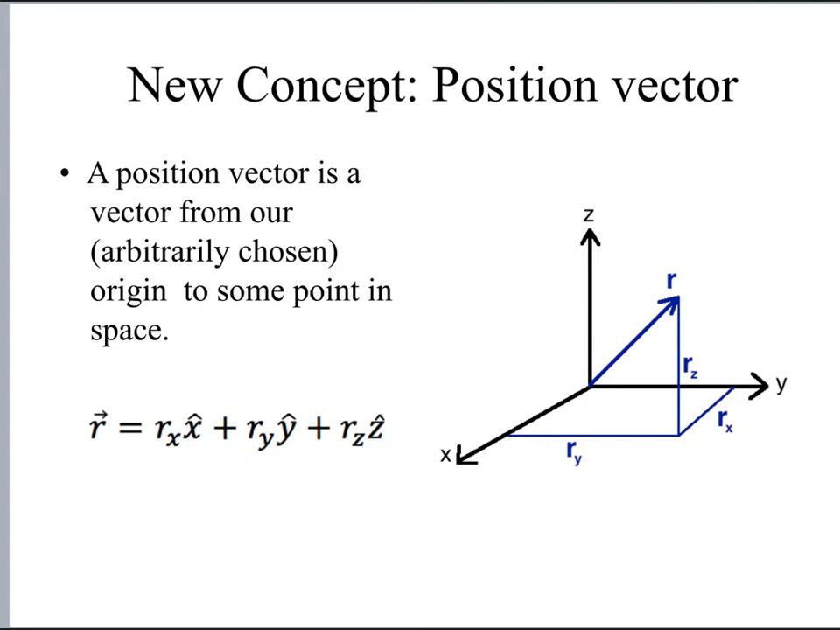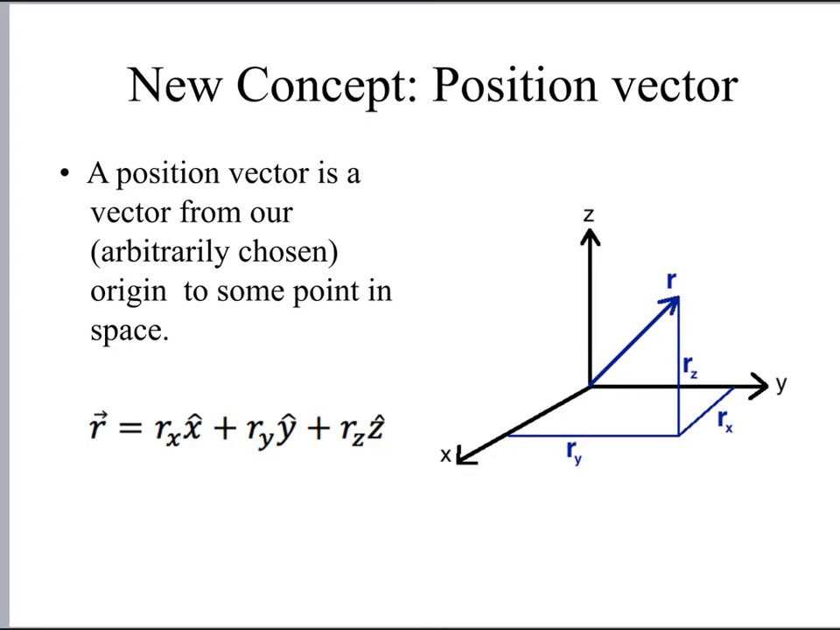Now the first actual physics definition that we're going to build is the concept of a position vector, or simply the position of some point in space, or the position of some object that is located at some point in space. And so if I have a vector from the origin to whatever point in space I want, that is my position vector.